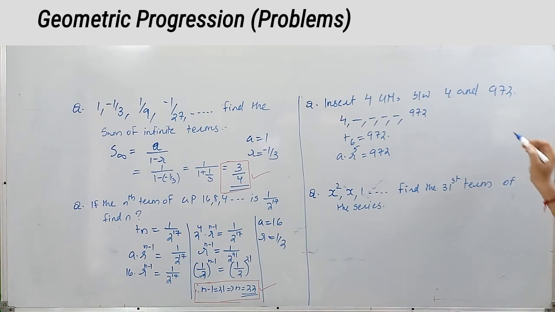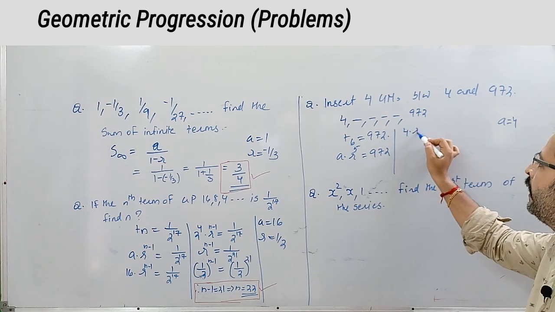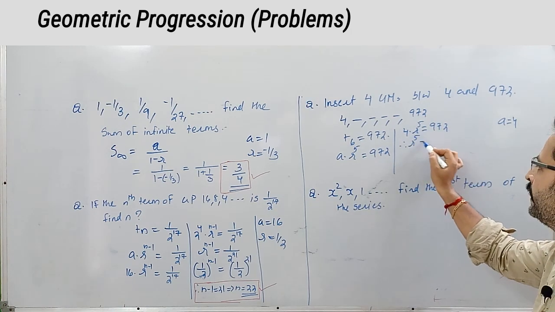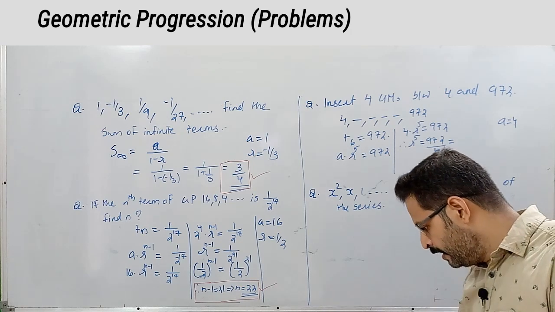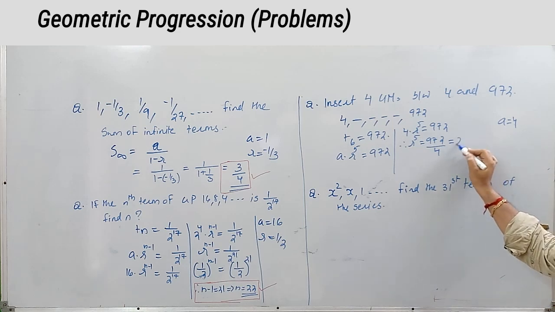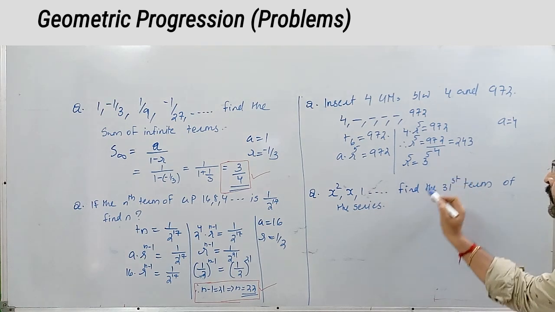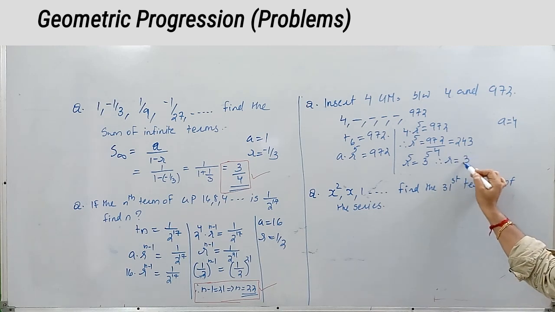Okay. Now we know that A is equal to 4. Then we have to find the value of R. Then 4 into R raised to 5 is equal to 972. Therefore, R raised to 5 is equal to 972 divided by 4, which is equal to 243. That means R raised to 5 is 243, and 243 is 3 raised to 5. Therefore, R is equal to 3.